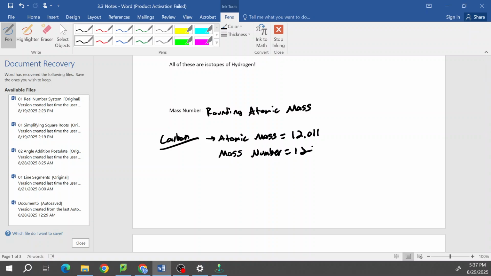Okay, I can find the number of neutrons by simply taking the mass number and subtracting the atomic number.